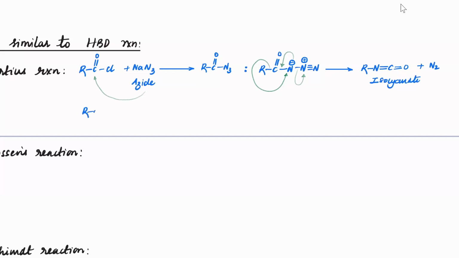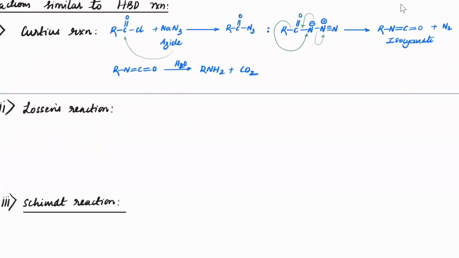And we learned that isocyanate on hydrolysis, H2O, will convert into RNH2 plus CO2. So it is the same reaction. We are getting the same products, but this time from acid chloride. Earlier we did that for amides. This time it is for acid chlorides.